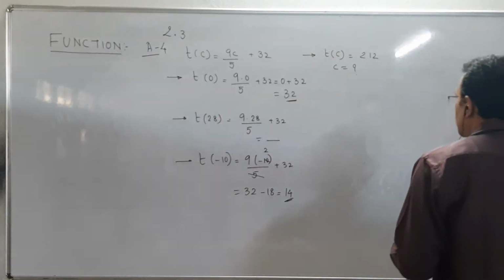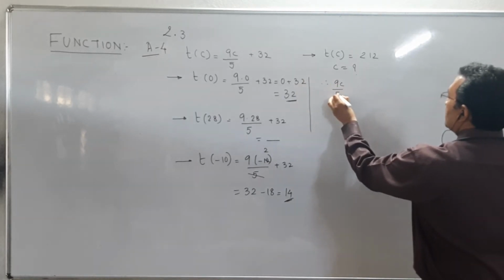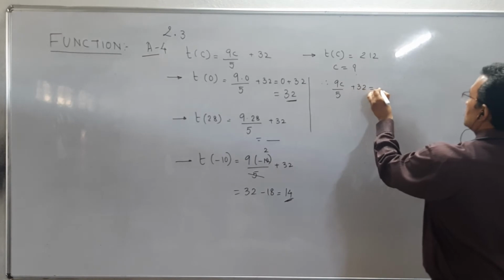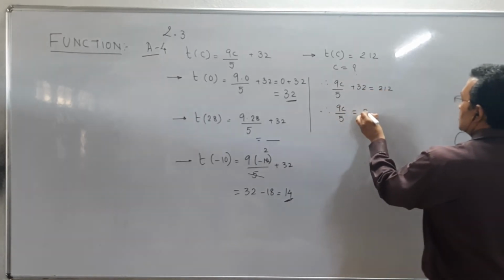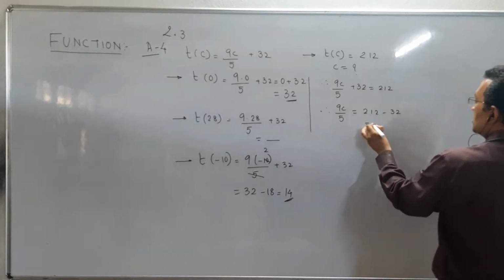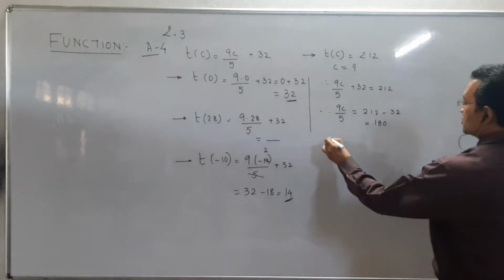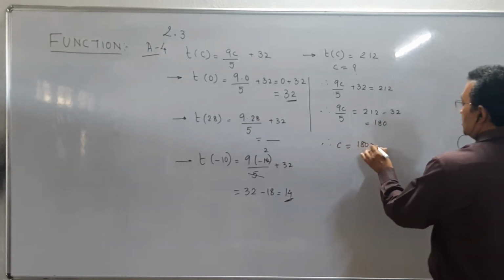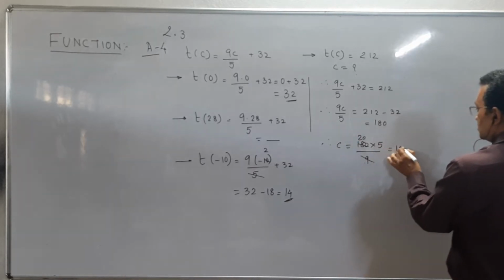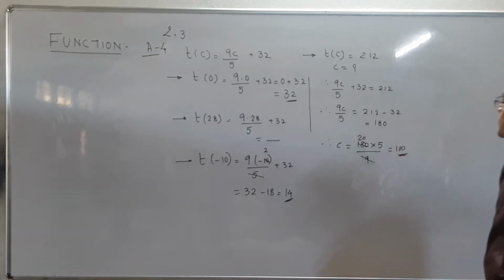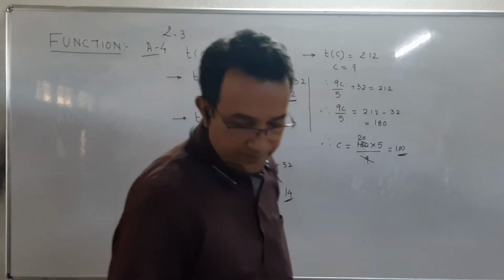Then T of C is 212, so 9C by 5 plus 32 is equal to 212. So 9C by 5 is 212 minus 32. So it is 180. So C will be 180 into 5 by 9. 9 twos are 18. So this is of course 100. So very easy, students. We get the answer.